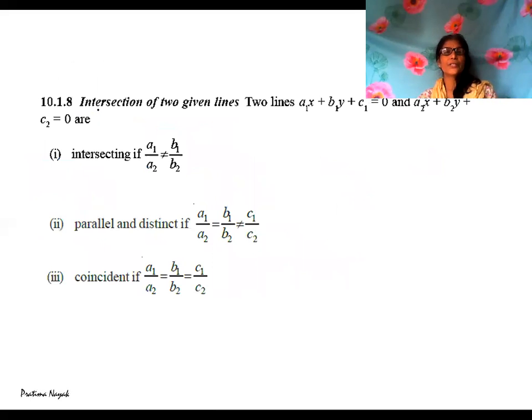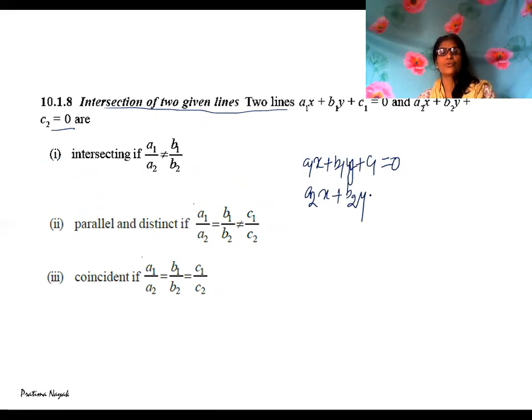Now, intersection of two given lines: two lines a1x plus b1y plus c1 is 0 and a2x plus b2y plus c2 is 0. Two equations: a1x plus b1y plus c1 is equal to 0, and second equation a2x plus b2y plus c2 is equal to 0. They are intersecting if this is the condition. That means, as you have read in class 10, it has a unique solution.